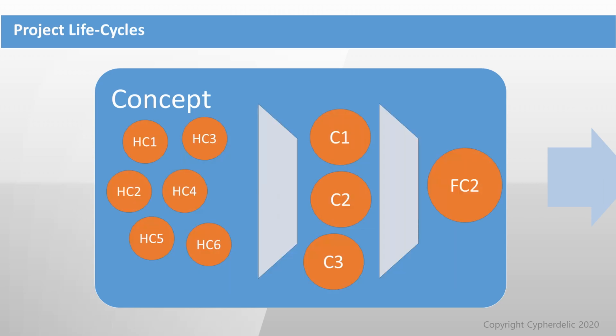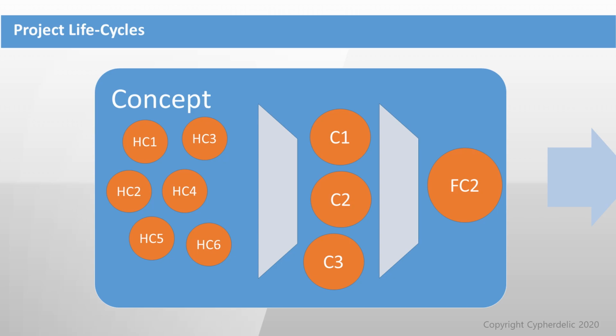You may be, like this slide describes, generating lots and lots of high concepts and then narrowing them down into concept documents and then fleshing them out even further into full concepts, and you might take 100 high concepts, narrow them down into 20 concepts, and then only have maybe 2, 3, 4 full concepts which you decide to pursue any further.